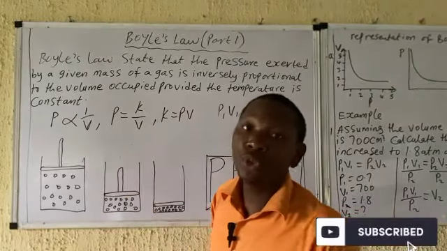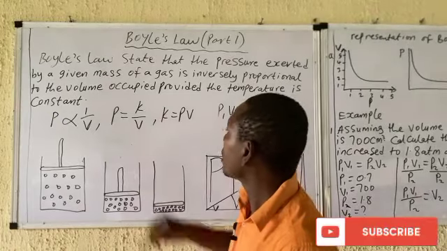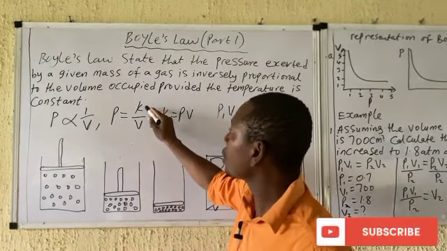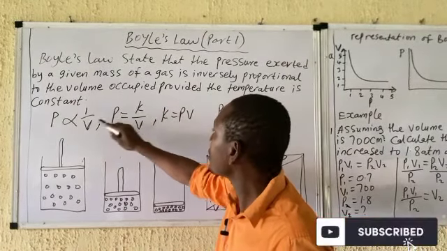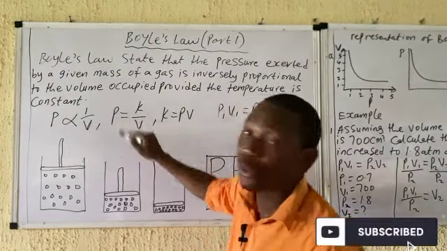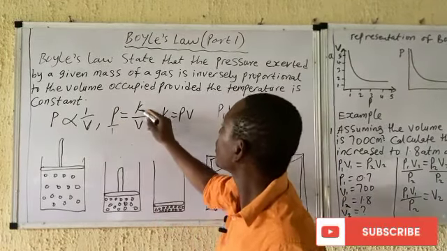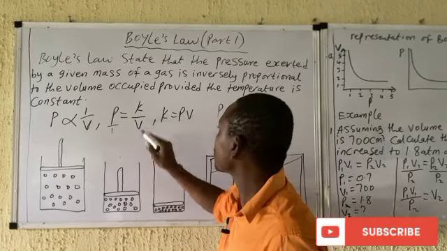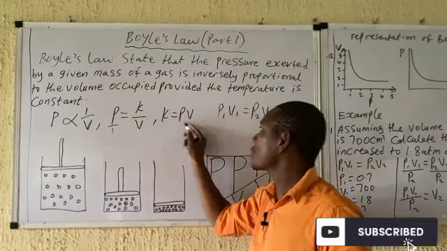Now we can introduce the constant sign. In that case, P equal to K all over V. Because you introduce the constant of proportionality sign, this proportionality sign will now change to equal to sign. Then we can cross multiply. K times 1 is K. That's what we have here. Then P times V is PV. So we now have K is equal to PV. So this is actually the formula.